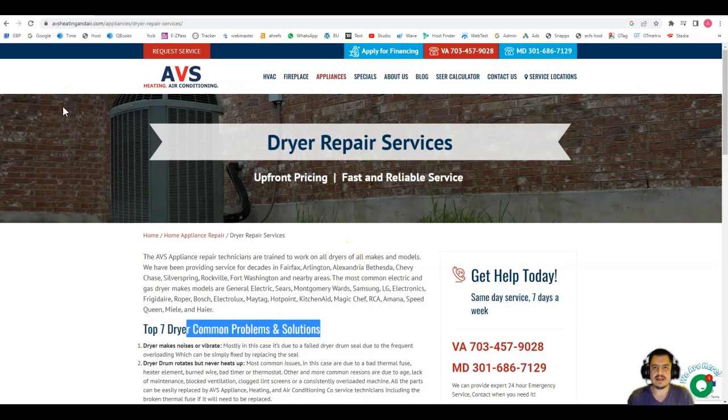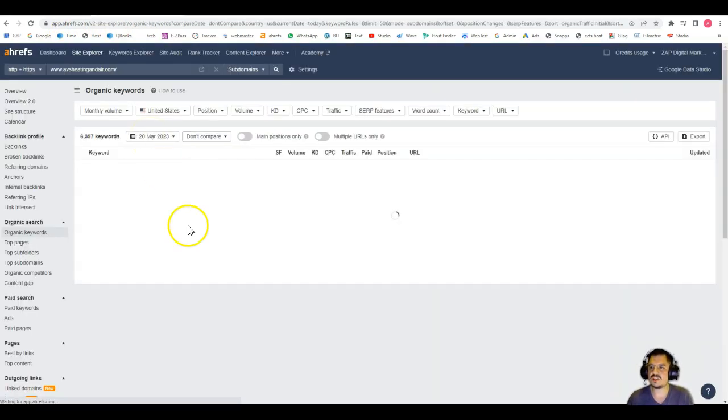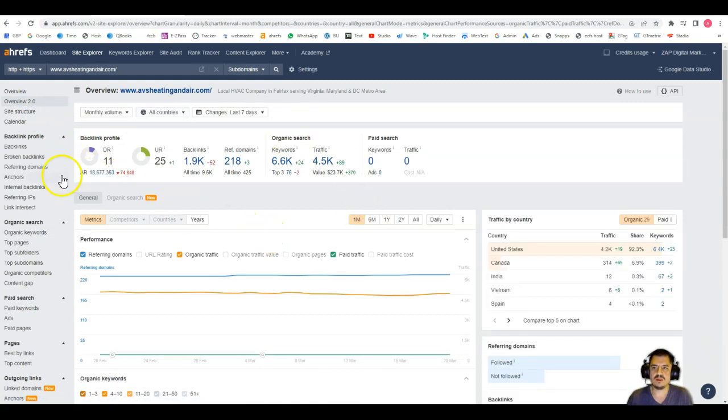So to back up what I'm saying here, I use this tool called Ahrefs, and what this does is pick up data from your website based on Google criteria. So I can see here, there you go, this is your website right here. I can see here that you're being found for 6,000 keywords, and you have around 1,900 backlinks.